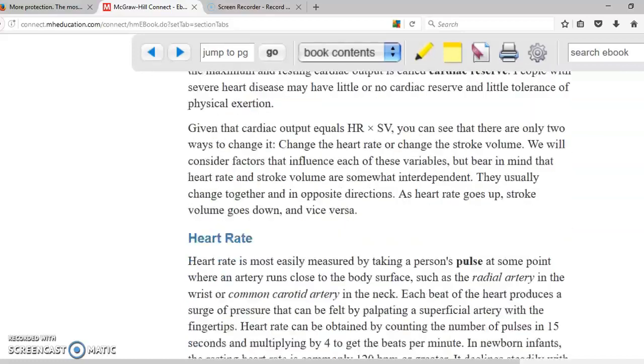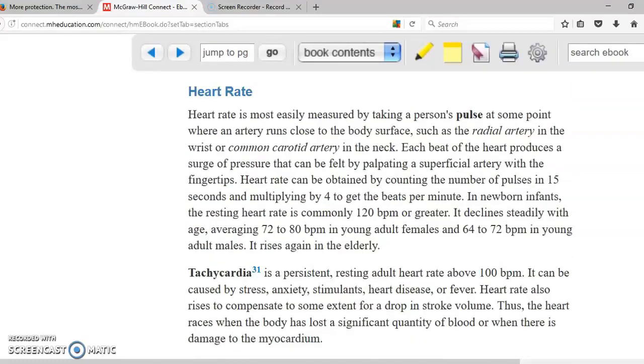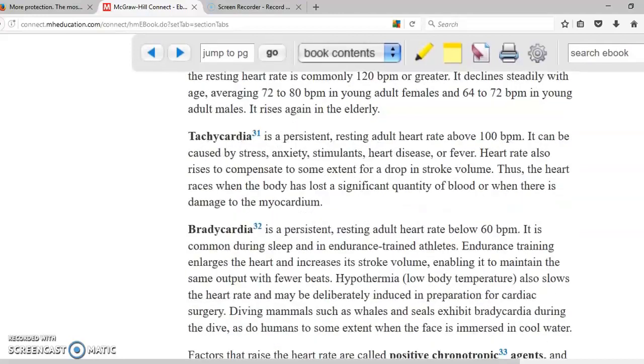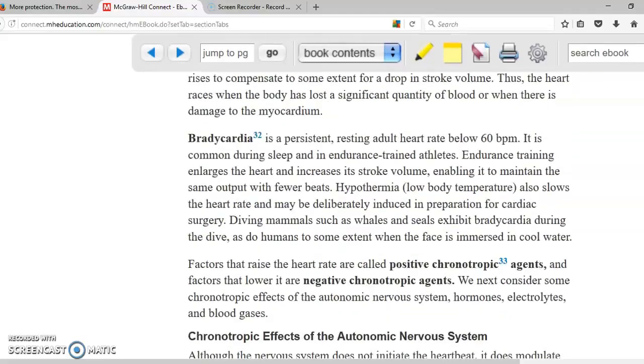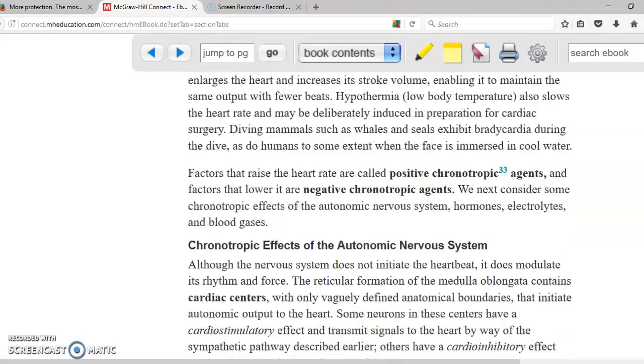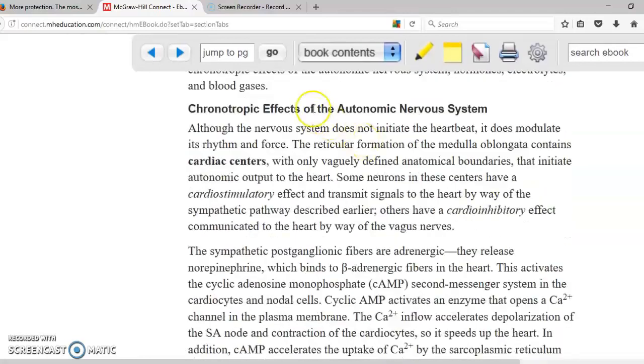Now, what factors are going to affect the heart rate? The heart rate, we said, is approximately 70 to 80 times per minute. If your heart beats faster, we are going to call that tachycardia. And if the heart beats slower, we are going to call that bradycardia. What can produce tachycardia and bradycardia? Well, it depends. For example, if you're in love, your heart beats faster, right? Okay, and those things are controlled by what? By your brain. What part of your brain? The autonomic nervous system. And that's why it says in here, chronotropic effects of the autonomic nervous system.